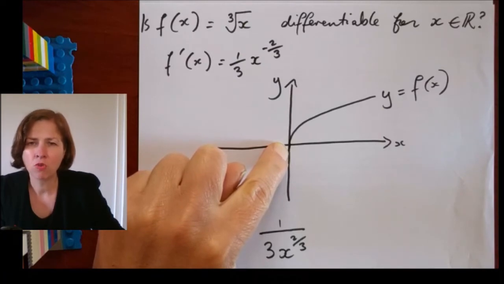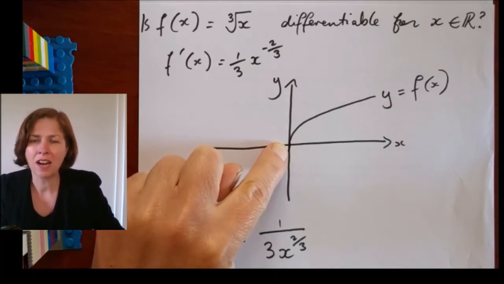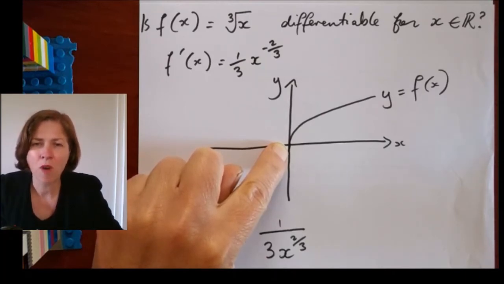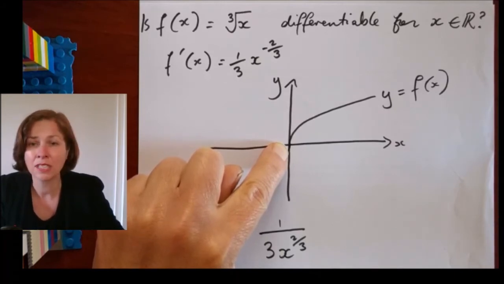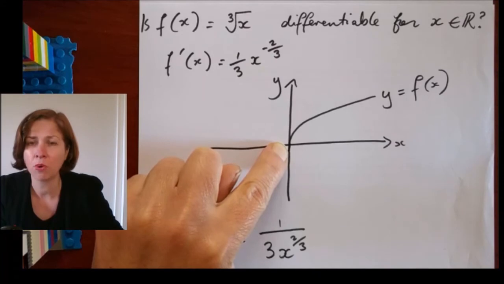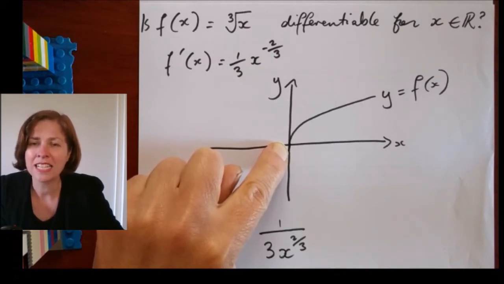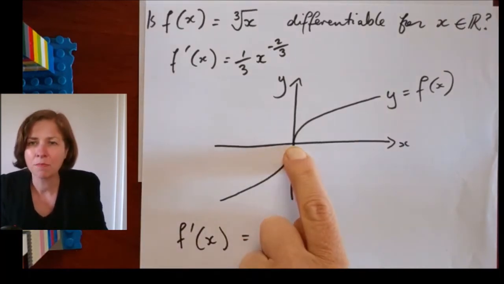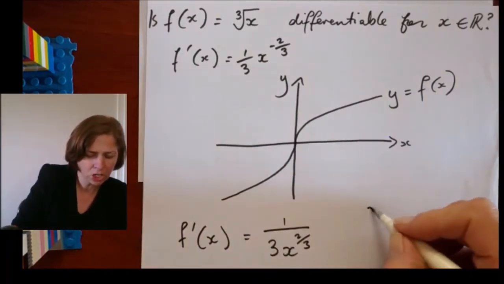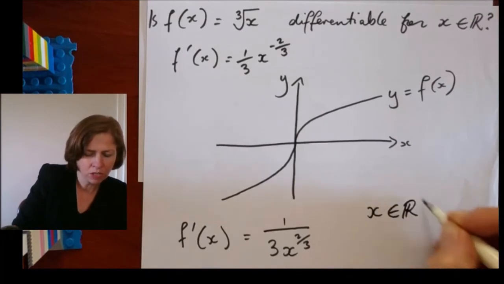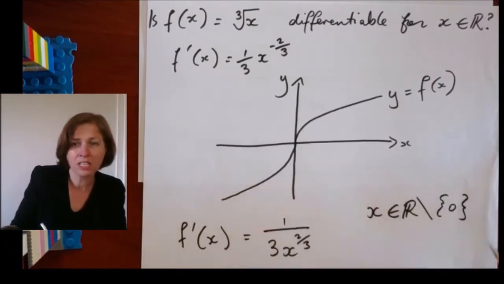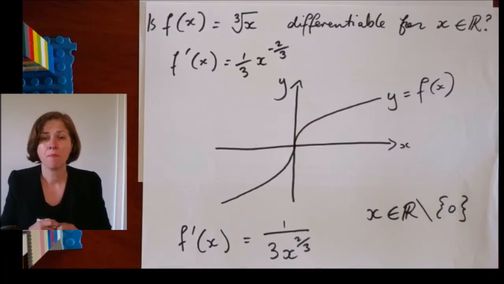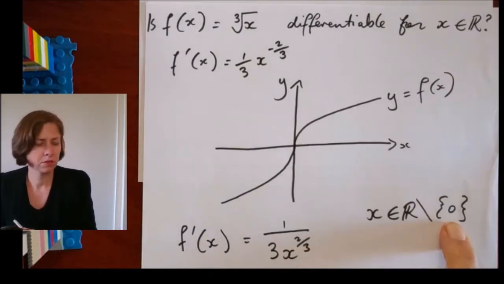Now, a vertical gradient means it's not differentiable. If I was doing straight lines and I asked you what is the gradient of a vertical line, you would say undefined. And that's exactly what's happening here. The gradient is vertical at this point, which means that the gradient is undefined. So the function is not differentiable at this point. In fact, it's only differentiable for x is an element of the reals excluding 0. I can differentiate it everywhere else, but not when x is 0.